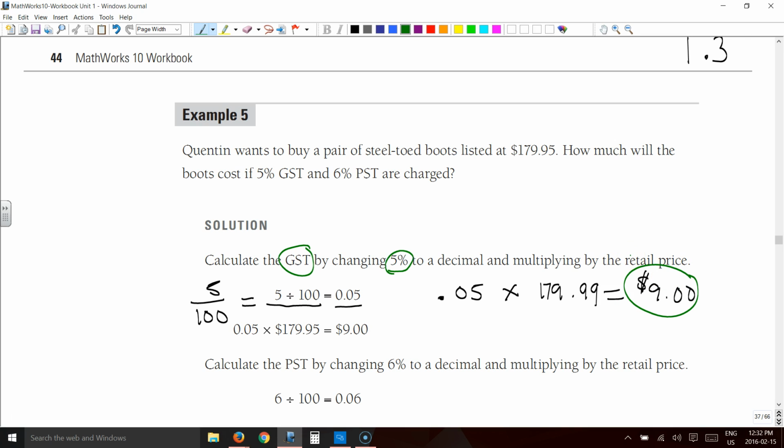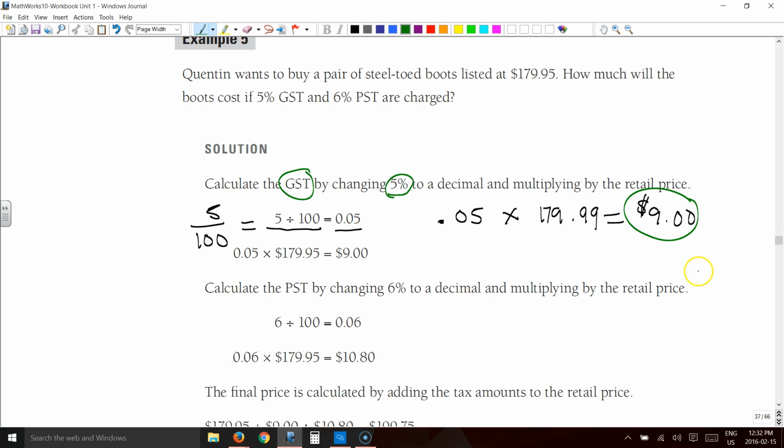And let's calculate the PST next in the same fashion. We've got calculating the PST of 6%. We're going to convert that to a decimal. So we take 6 percent, or 6 over 100, which is the same as 6 divided by 100, which is the same as 0.06. And that's our decimal equivalent of 6%.